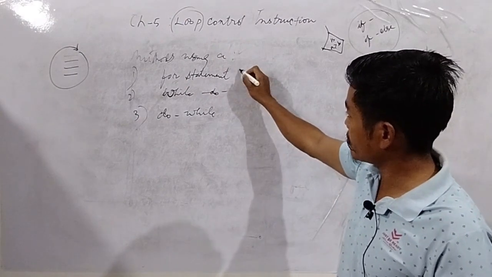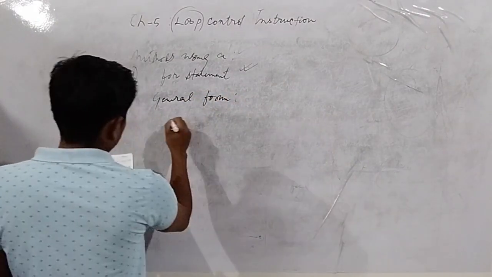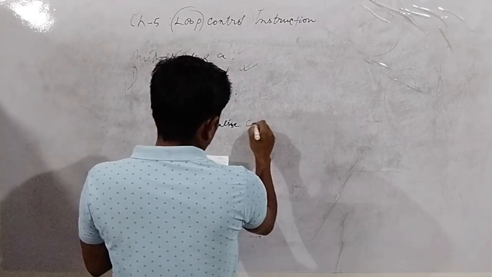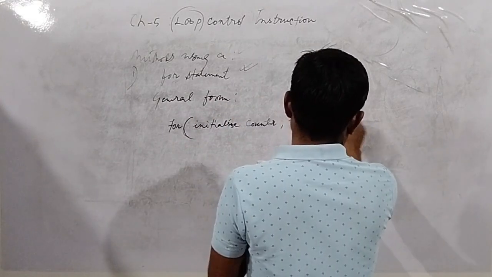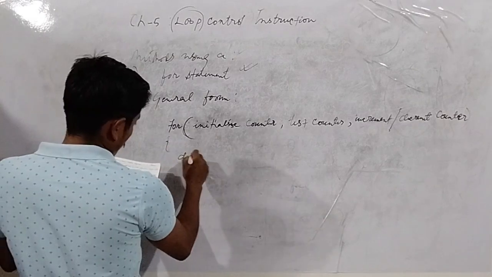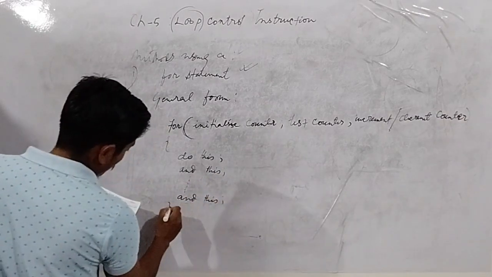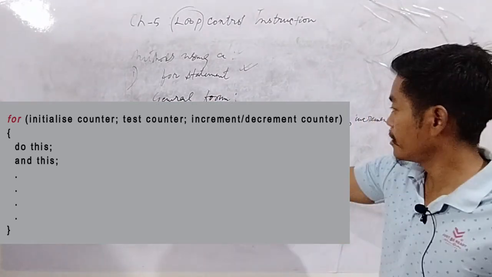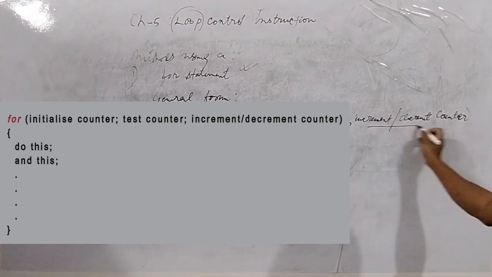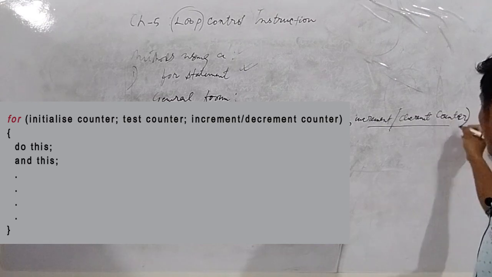In this chapter number 5 we'll discuss the for loop. The others we'll discuss in the next chapter. The general form of the for loop is: for, open bracket, initialize counter; test counter; increment or decrement counter, close bracket. Then open bracket, do this; and this; and this, close bracket. First the keyword for, then the first bracket, initialize counter, test counter, with a semicolon after each. After the last semicolon comes the increment or decrement of the counter. Then close the first bracket.